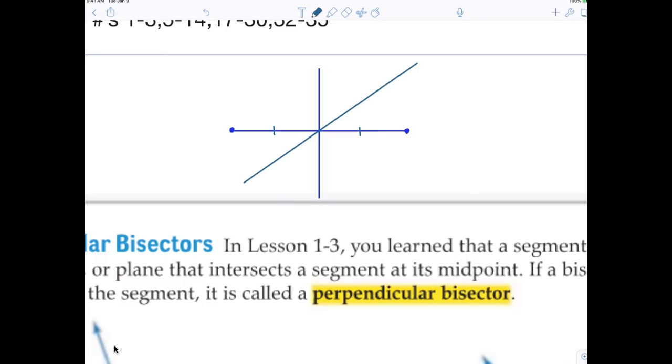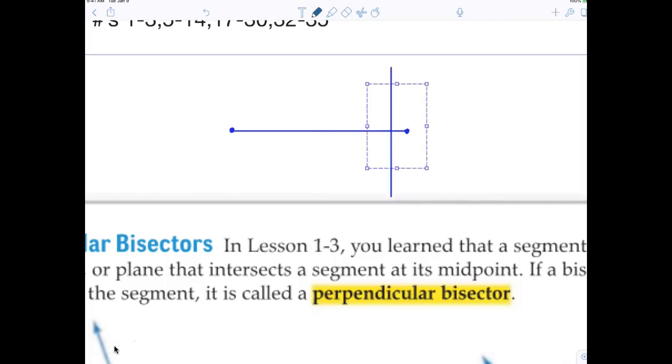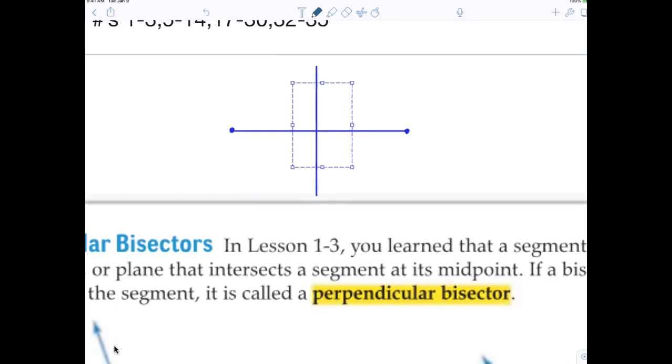So the difference between the one I just drew and the first one I drew is obviously that it's perpendicular. So how hard is that? It's a perpendicular bisector. It cuts the segment into two congruent parts, and it's perpendicular to that segment. Now, let me show you something that I think they're going to tell you next, but I haven't read the whole section.